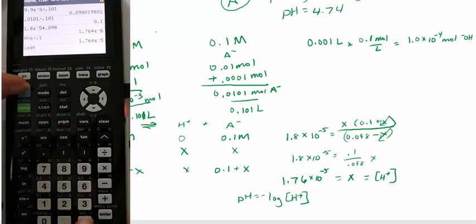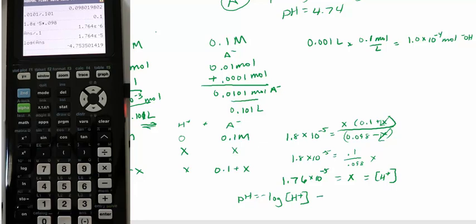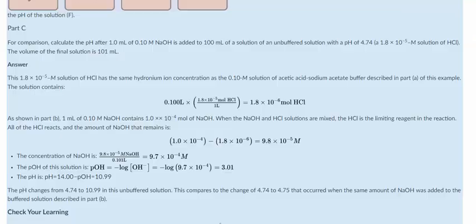Part C, for comparison, we're going to calculate the pH after 1 milliliter of a 0.1 molar sodium hydroxide solution is added to 100 milliliters of an unbuffered solution with a pH of 4.74. So this is going to be a 1.8 times 10 to the negative 5 molar solution of HCl. So what we're going to start with now is our HCl, and this is part C. HCl reacts to form our hydrogen ion and chloride anion.